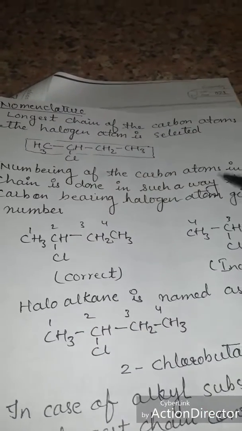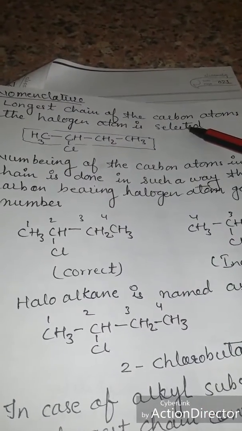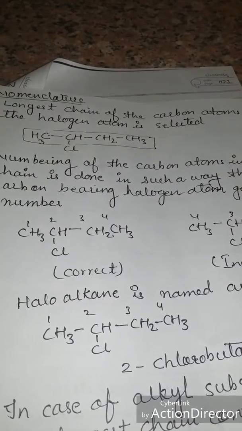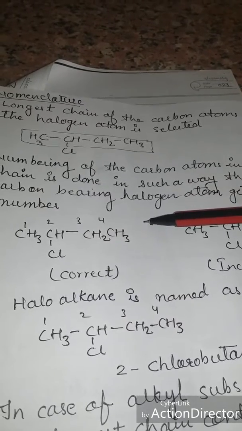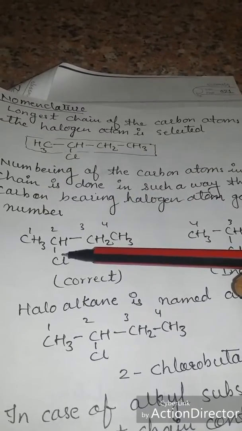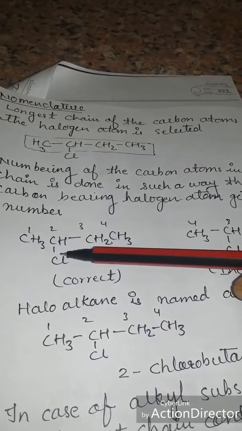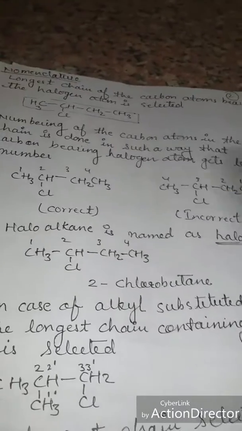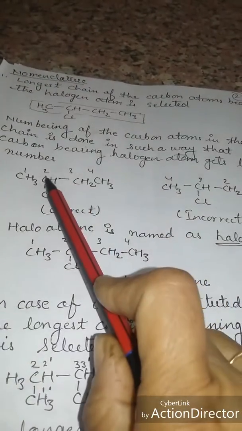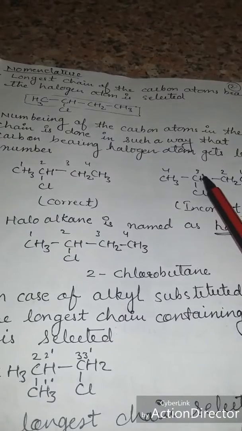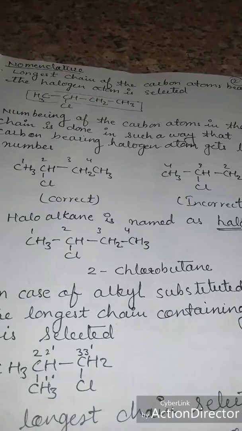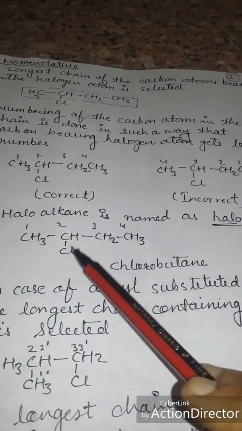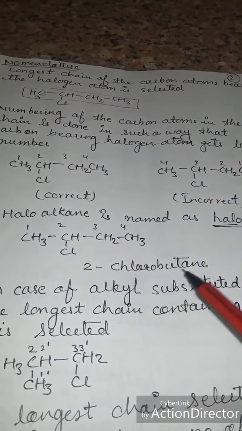First is the longest chain rule, that is the longest chain of carbon atoms bearing the halogen atom will be selected. Secondly, the numbering has to be done in such a way that the halogen gets the least number. So you can see here 2 examples I have taken. In this, chlorine is given number 2, in this chlorine is given number 3, so this one will be the correct one. Now for naming it, you will be using halo as a prefix. That is, if chlorine is there, you will be using 2-chlorobutane.